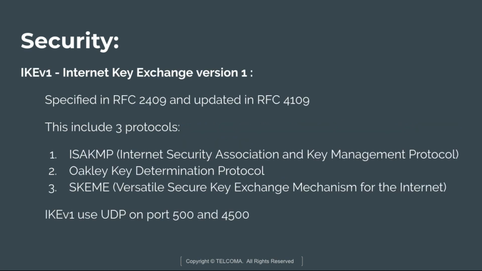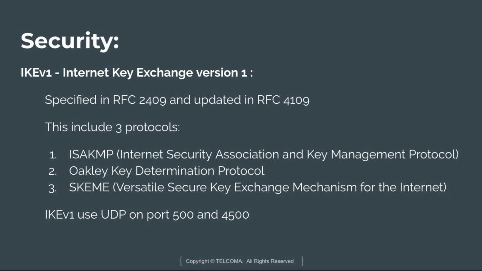The first one is IKE version 1, Internet Key Exchange version 1. It is specified in RFC 2401 and it is updated in RFC 4109. It includes three protocols. ISAKMP, that is Internet Security Association and Key Management Protocol, specifies the framework for the management of SAs and key exchange. It doesn't specify the process in detail, but it supports different key exchange mechanisms.